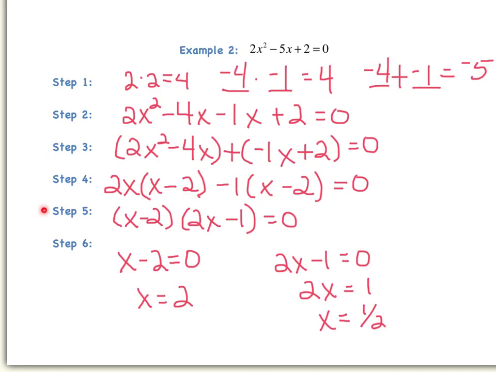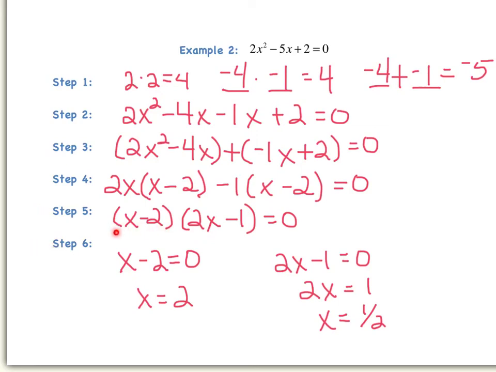Now I'm ready to rewrite in factored form. So I factor out my common binomials and I put it first. And then with what's remaining, 2x minus 1, I create the second binomial. So now we have it in factored form, and so now we're ready to solve.